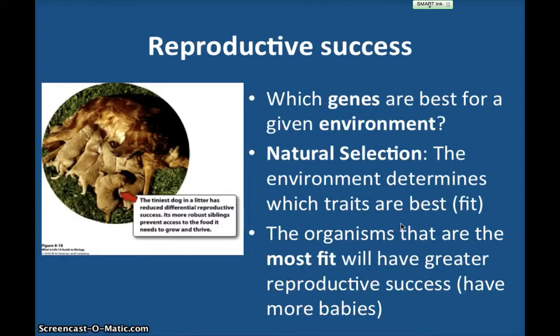Reproductive success helps us figure out which genes are going to be best in that environment. Remember, when an offspring reproduces, it will have genes from its parents. And if those genes are well adapted to the environment, that offspring will survive and hopefully have a chance to reproduce in its lifetime and pass those genes on further.